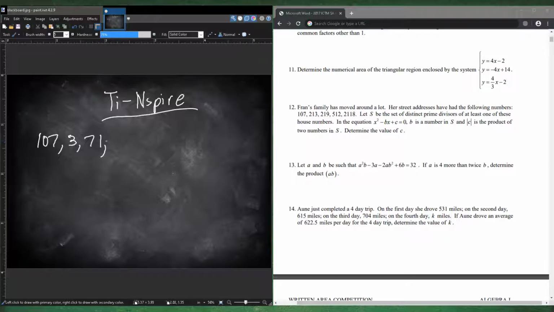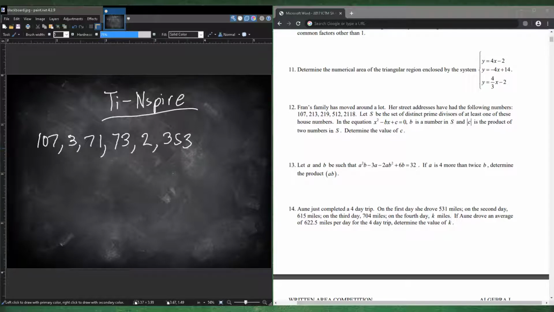Okay, so you just gotta write distinct factors. If it's repeated, we're not gonna write it again. Okay, 219 is gonna be 3 and 73, so we're just gonna put the 73, because we already have 3. Factor 512, and I believe that's only a 2, because that's 2 to the power 9, so that's just 2. And the factor of 2118, which is 2, 3, which we already have, and 353.